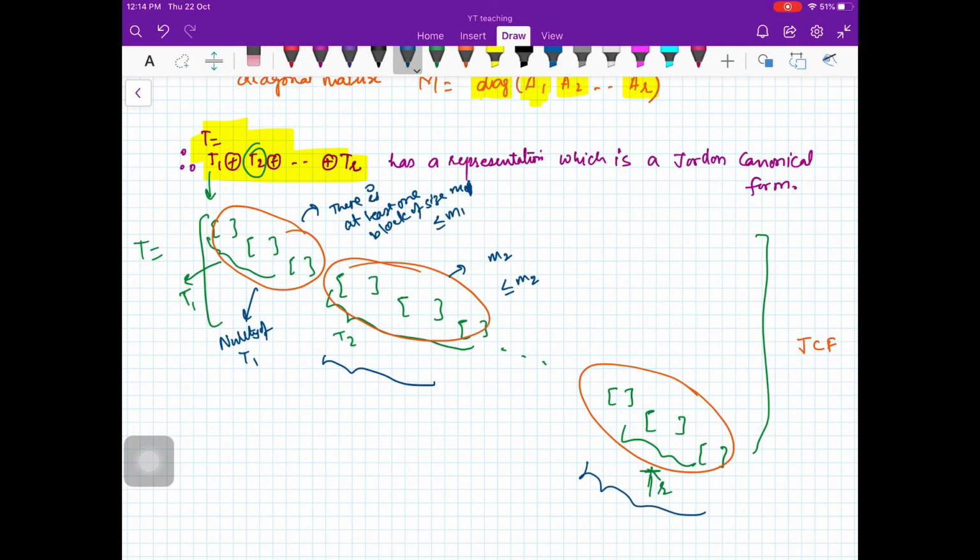So this is the step which tells you that whenever your characteristic and minimal polynomials are factored into linear factors, then you always have a basis with respect to which the matrix representation of T is a Jordan canonical matrix, or it is in Jordan canonical form.